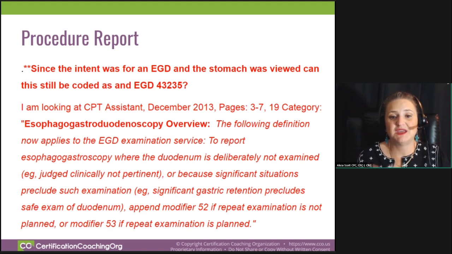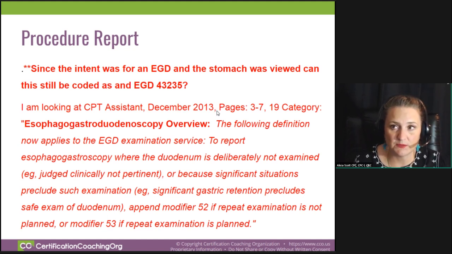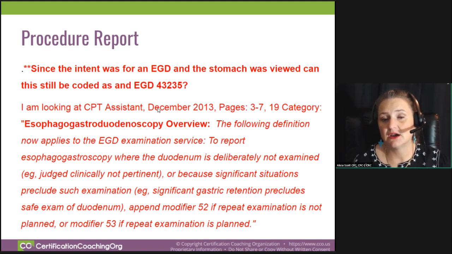And then they kind of answered it themselves, because they went and found the CPT Assistant, and even though it says December 13th, it doesn't matter, because unless they change something and give you a more up-to-date one, this stands until it changes, and often it doesn't change. So CPT Assistant is very similar to Coding Clinic for ICD, and it always tells you how to find it. So this was the December 2013 edition.